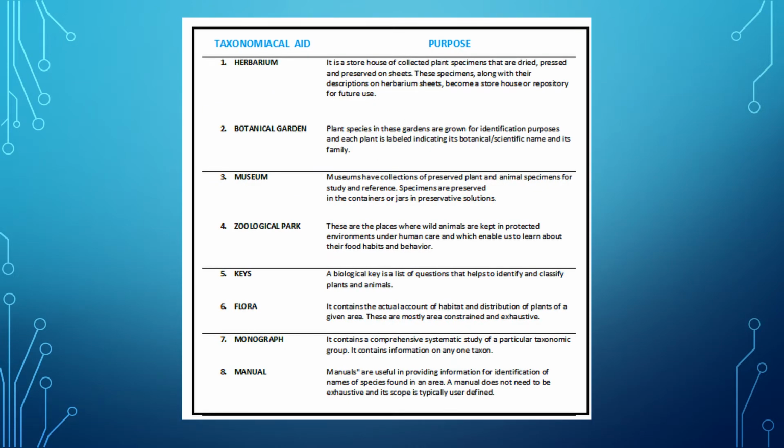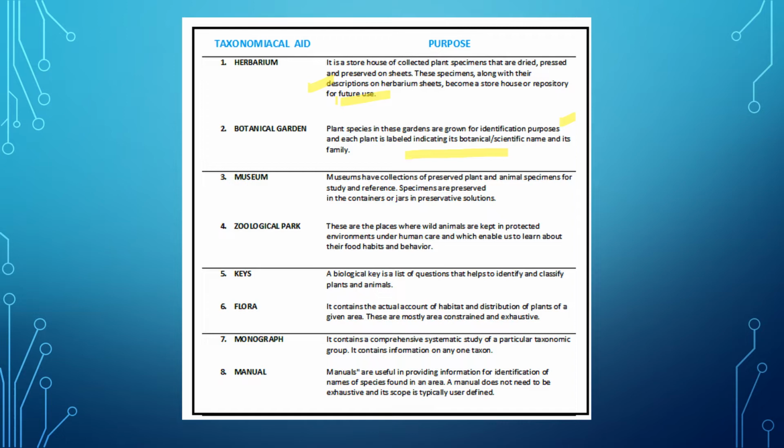Now let's see each one of them in short. Herbarium. It is a storehouse of collected plant specimens in a dried condition that are dried, pressed, and preserved on sheets. These specimens, along with their descriptions on herbarium sheets, are stored in a house or a repository for future reference or future research studies by the researchers or the scientists. Botanical garden. Plant species in these gardens are used for identification purposes, and each plant is labeled indicating its botanical scientific name and its family.